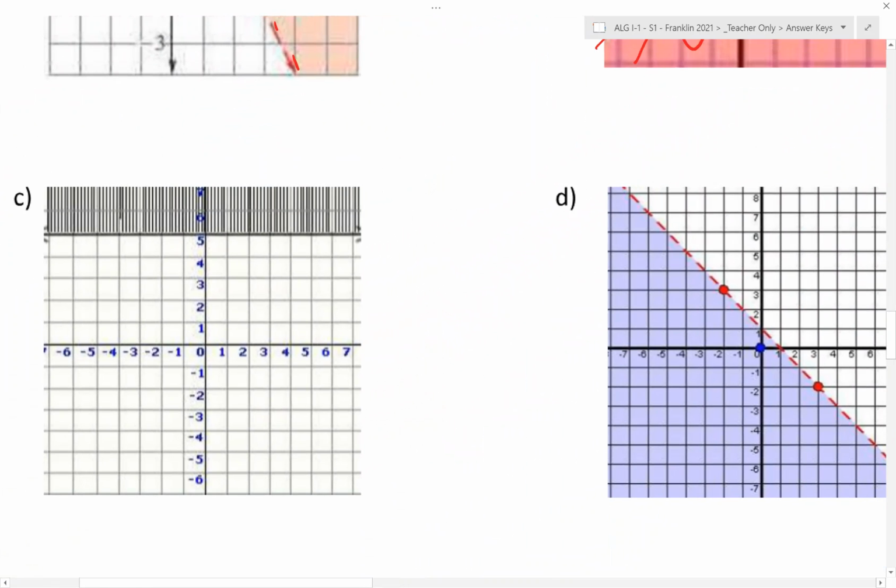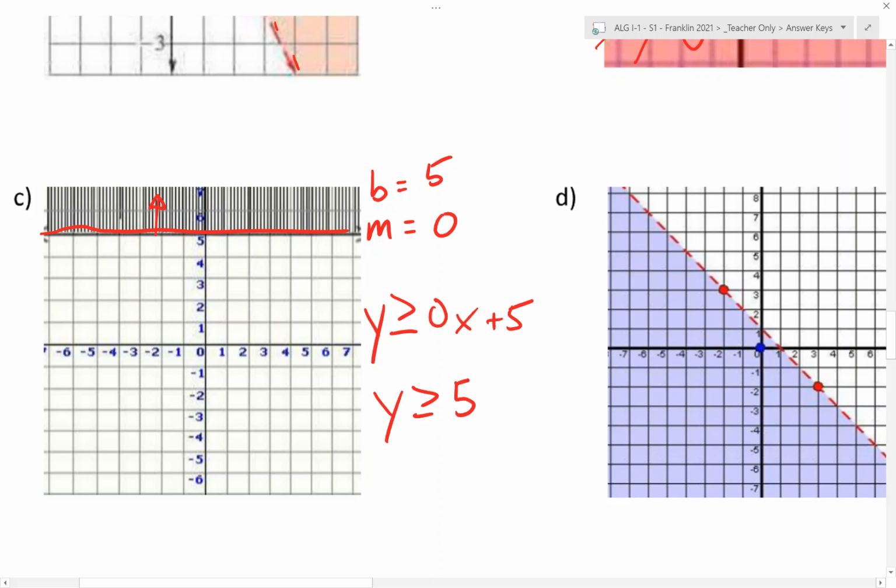Example C. This is a horizontal line, so it's going to look pretty simple. Our intercept is 5. Horizontal lines have a slope of 0. So let's go ahead and do this. It is above the line, and it is a solid line. So greater than or equal to 0x plus 5. Well, we can simplify that to just greater than or equal to 5.